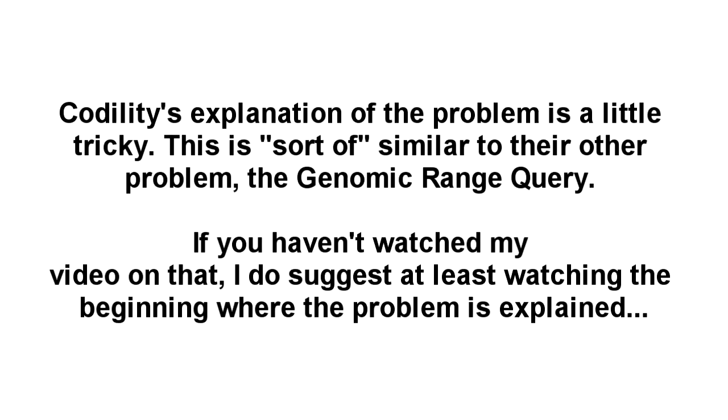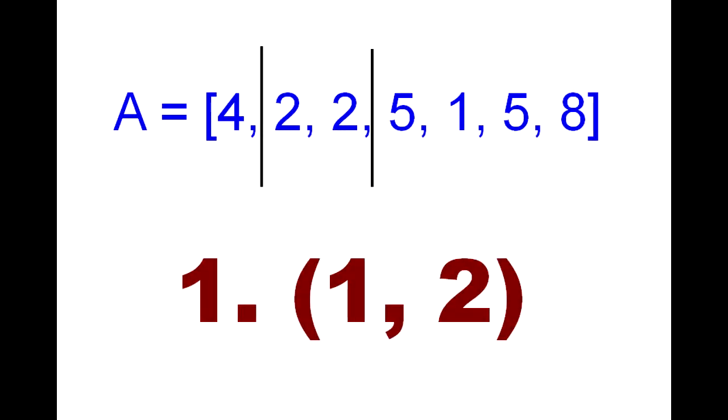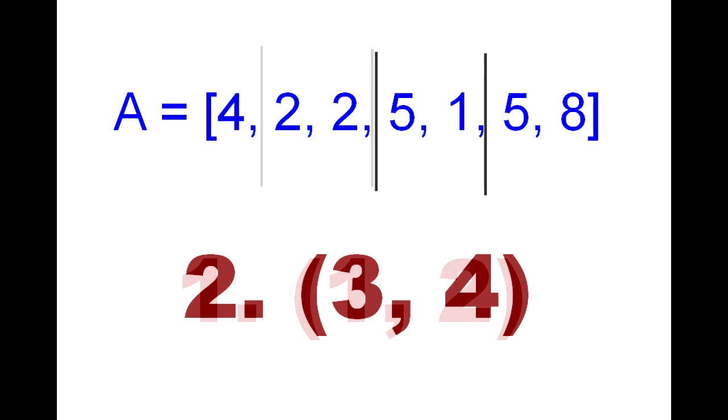Codility's explanation of the problem is a little tricky. This is sort of similar to their other problem, the genomic range query. If you haven't watched my video on that, I do suggest at least watching the beginning where the problem is explained. For this lesson, they give 3 slice examples using 2 2-element slices and 1 4-element slice.